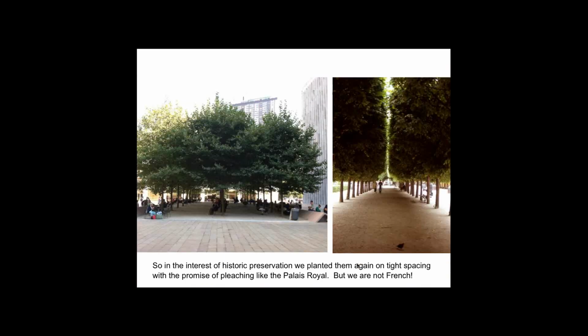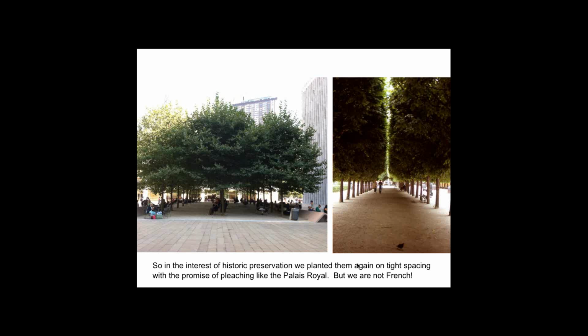So we tore apart those bosques on one side of Lincoln Center, but in the interest of historic preservation, we wanted to plant London plane. We wanted them to be on the same spacing, which I said was one of the reasons they died, because of the spacing. But came up with this idea of pleaching the trees on the interior, similar to the Palais Royal or the idea that I showed you at Christian Science.